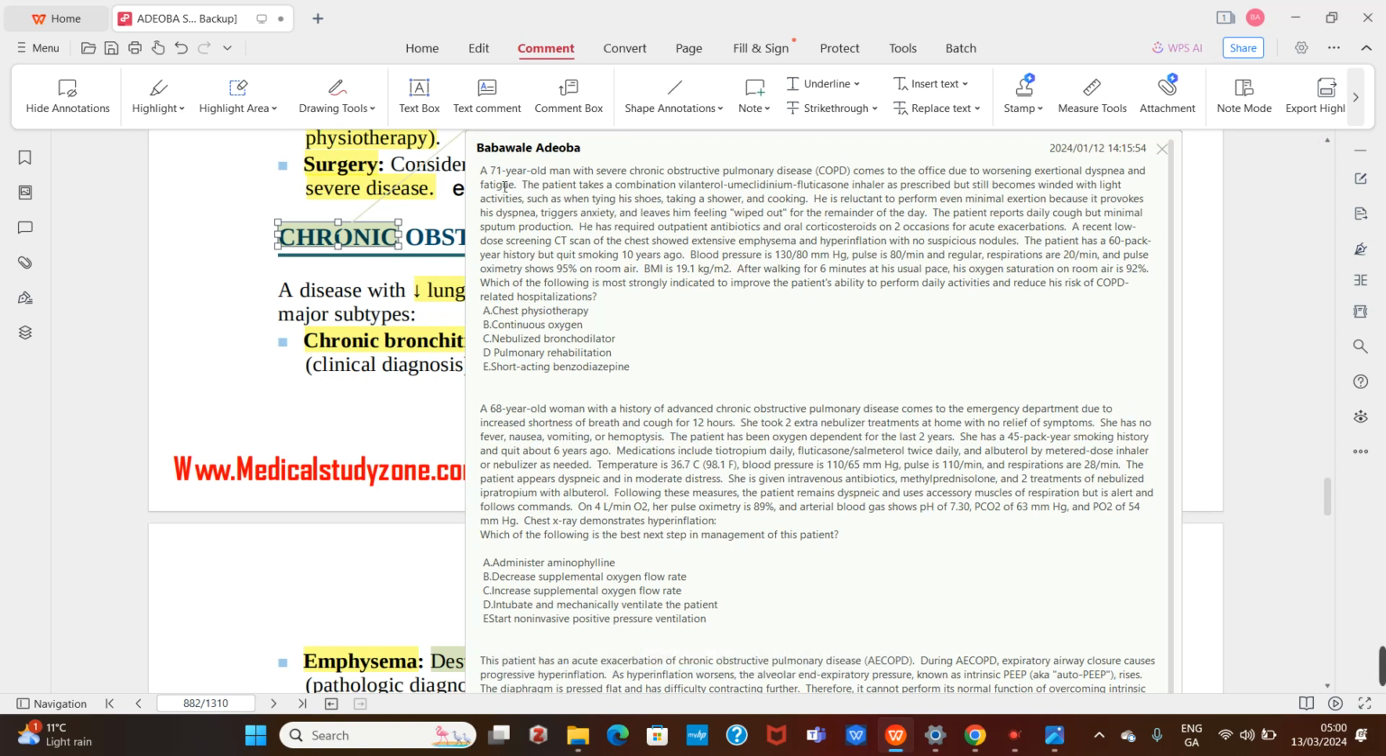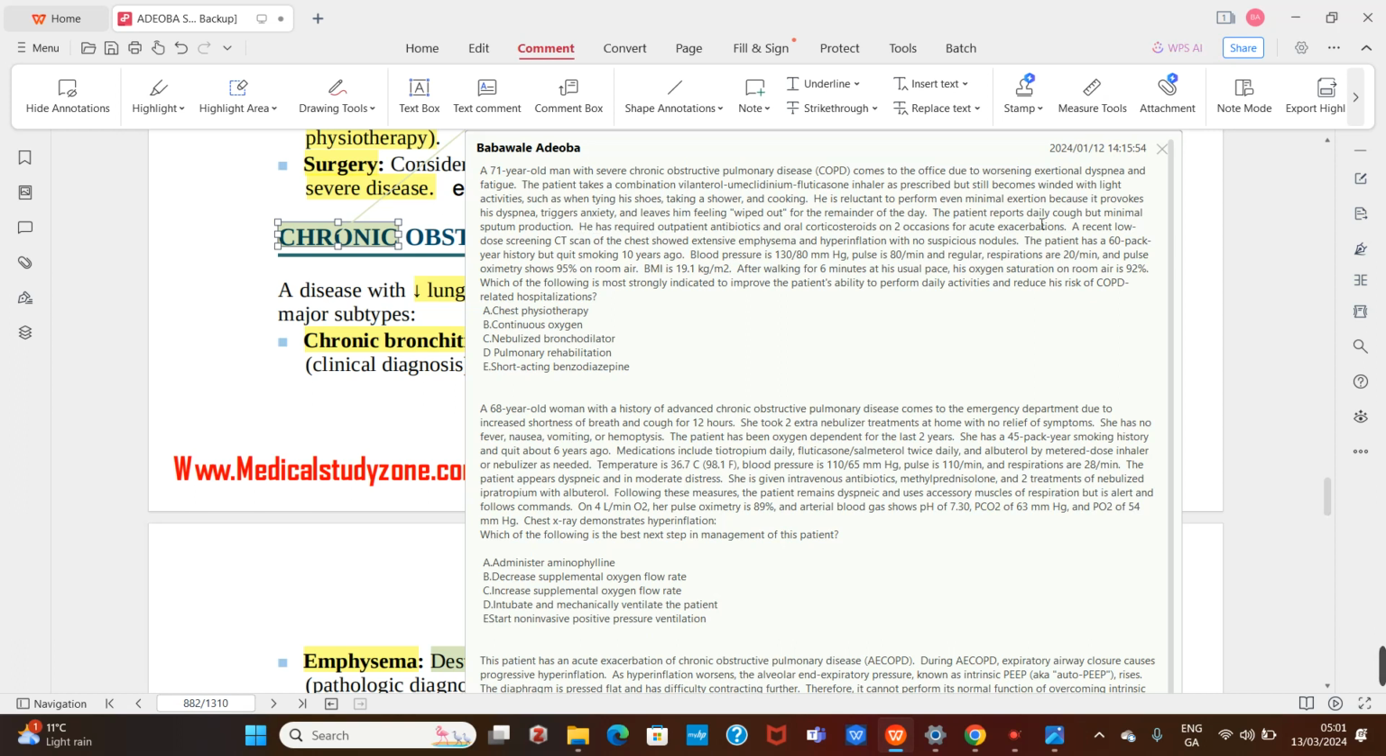So, a 71-year-old man with severe chronic obstructive lung disease comes to the office due to worsening exertional dyspnea and fatigue. The patient takes a combination of vilanterol, umeclidinium, fluticasone inhaler as prescribed, but still becomes winded with light activity, such as trying to tie shoes, taking a shower, cooking. He is reluctant to perform even minimal exertion because it provokes his dyspnea, triggers anxiety, leaving him feeling wiped out for the remainder of the day.